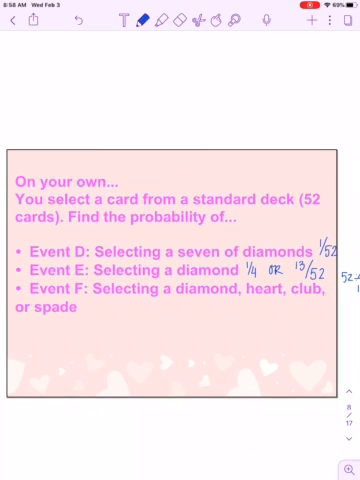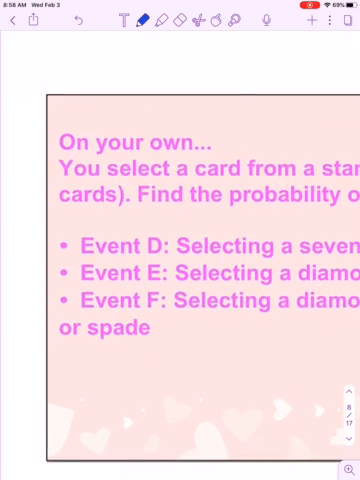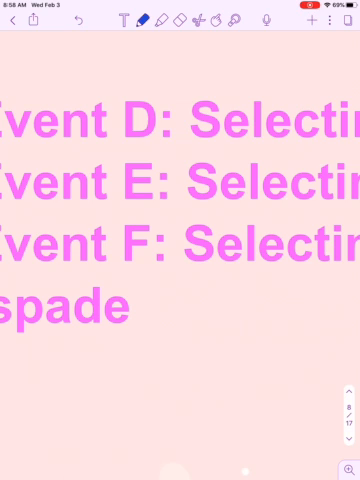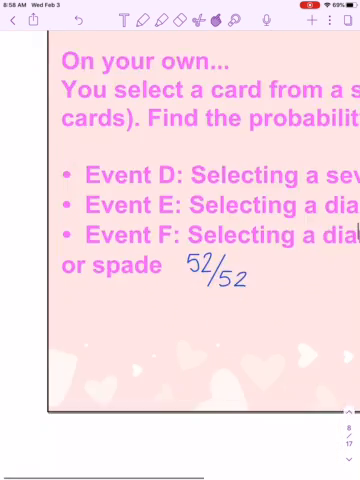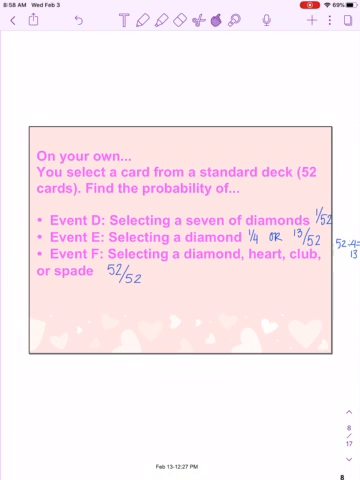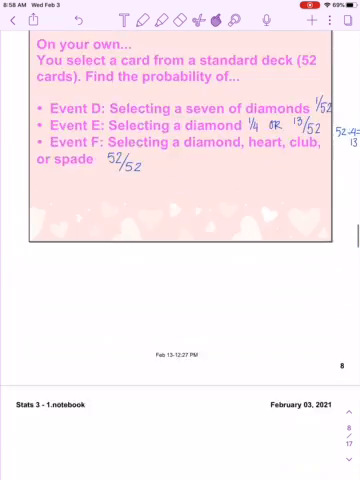Selecting a diamond, a heart, a club, or a spade. So any of them will work. Diamonds, hearts, clubs, and spades. That is all of the suits. So that's all of the numbers, or all of the cards. So that's 52 out of 52, or 100% chance. You have a 100% chance of picking a club, a heart, a diamond, or a spade.